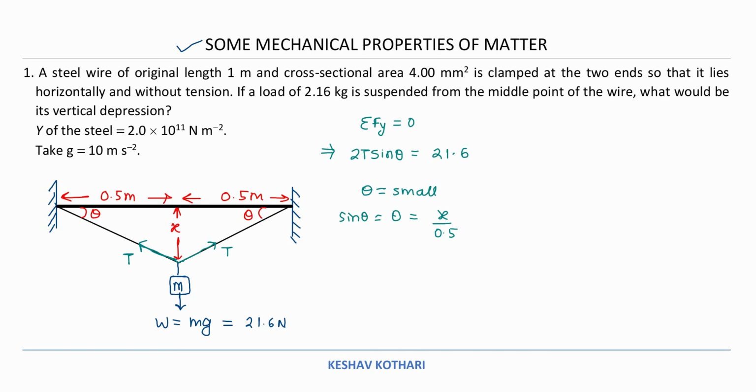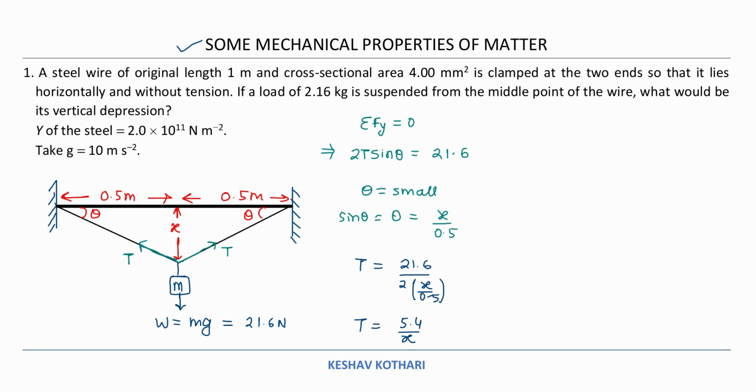If I substitute this value x upon 0.5, we get T is equal to 21.6 by 2 into theta, that is x upon 0.5, and the value of tension turns out to be 5.4 by x. So this is the first set of calculation which we have done, where we have calculated the value of T, or the tension developed in the wire.